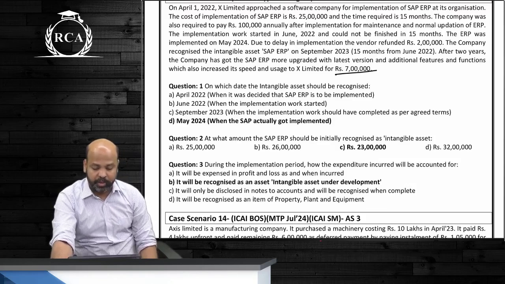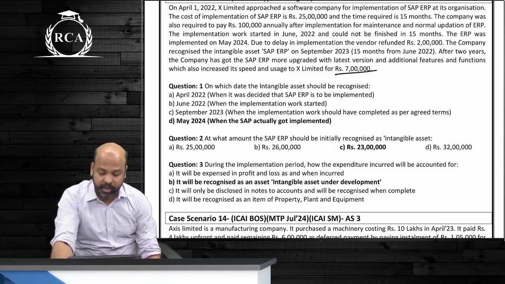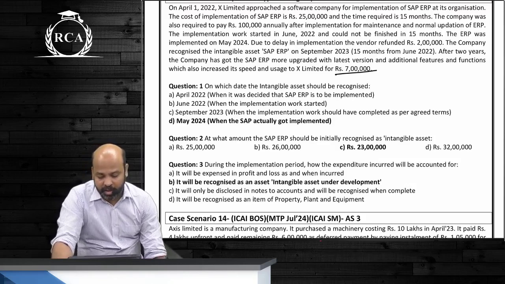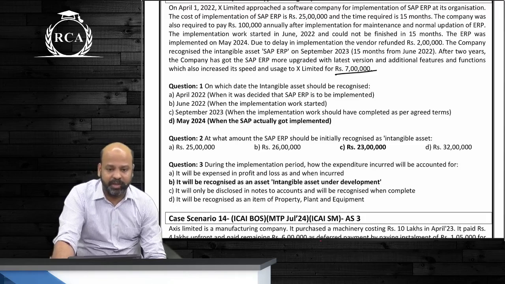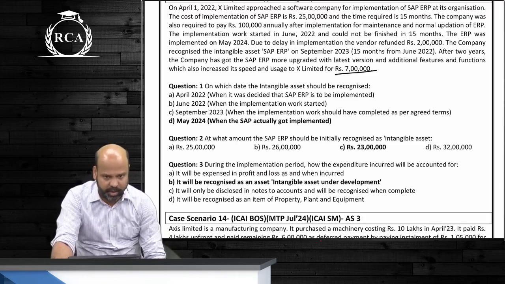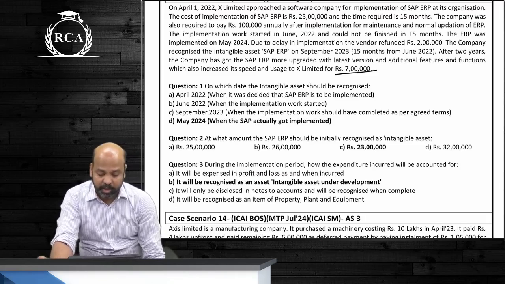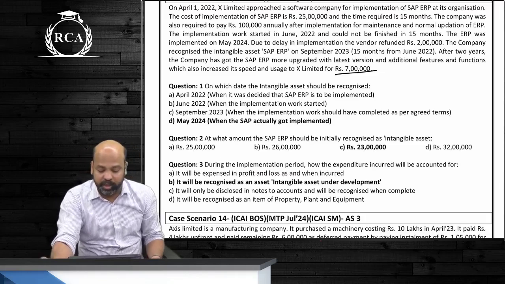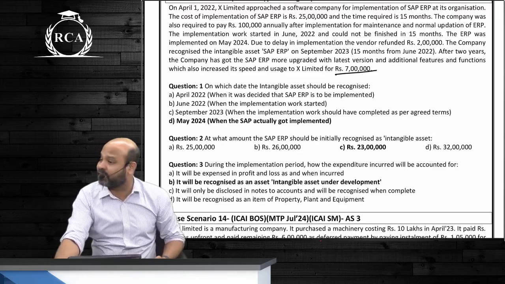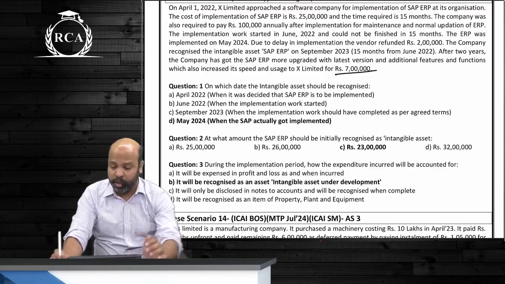During the implementation period, how should the expenditure incurred be accounted for? Yes, if you are incurring any expenditure during implementation, that means it is still related to bringing the asset to its location and condition. That is why it will be added. So here it says it should be shown under intangibles under development. As and when the intangible is completed, it will be shifted to intangible.